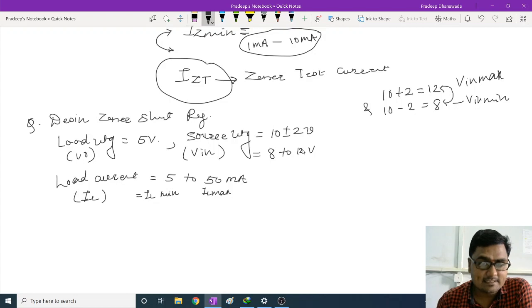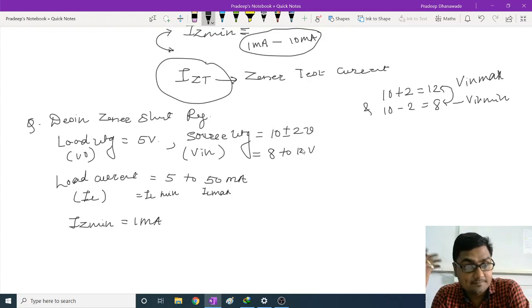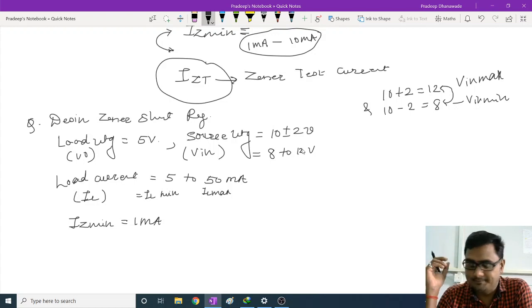Then the last line that they have specified is that the Zener requires a minimum current of 1 milliampere in breakdown. It means they have specified IZ minimum also, that is 1 milliampere. See, now the job is easy because IZ minimum is given. If in case it is not given, then we are supposed to assume a suitable value, 1 milliampere to 10 milliampere. You can select any random value and go ahead.